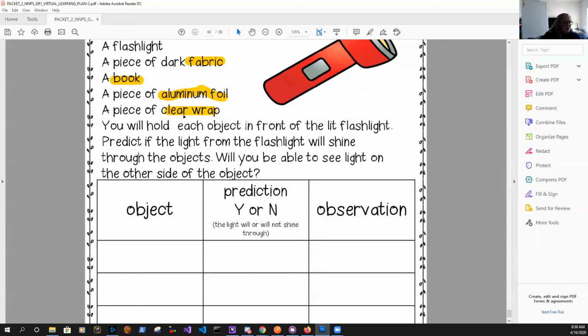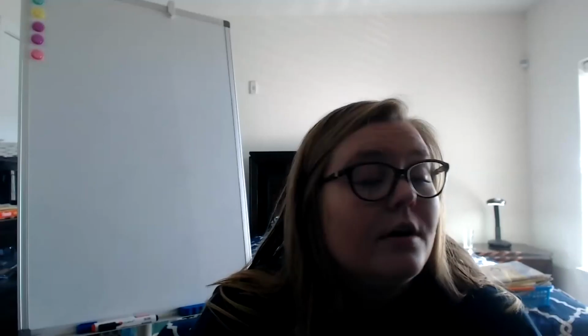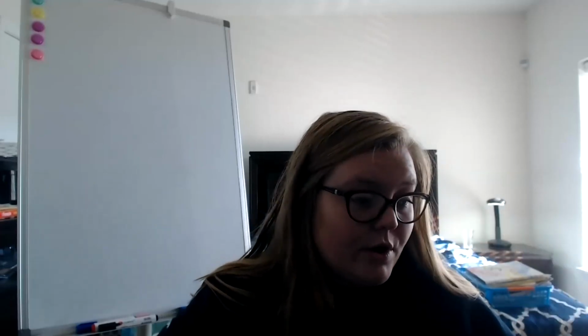Ask your mom or dad or an adult at home to help you find these objects or different objects that you can use, because it really, try and use these things, but if you don't have these things at home, just use what you've got and write what you have in the object columns. So that is what you are doing for that.